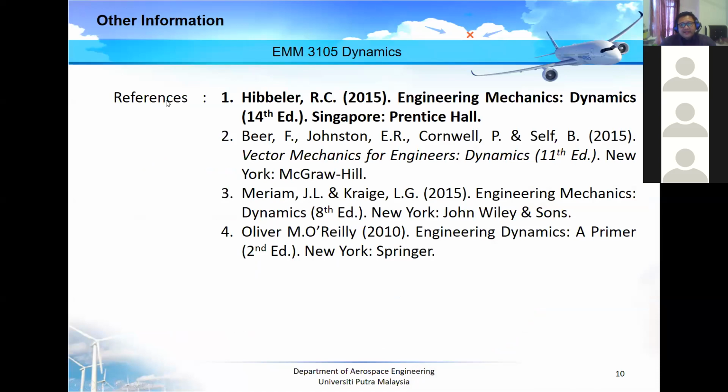These are the books that you can use. Normally, I'm referring to Hibbeler, the second one by Beer, and the third is from Meriam. I will use these three.